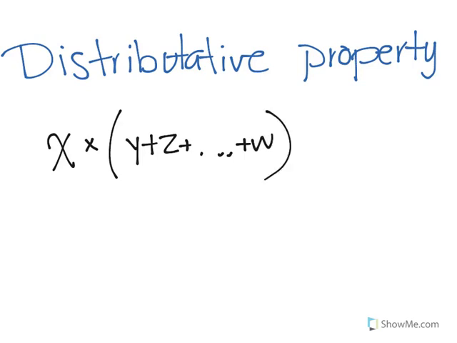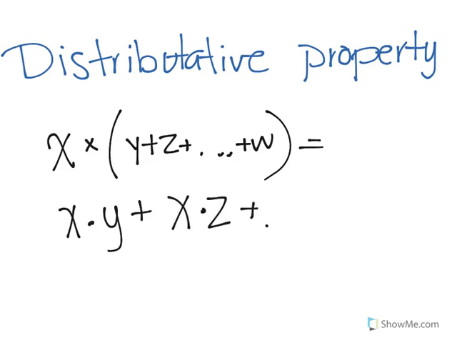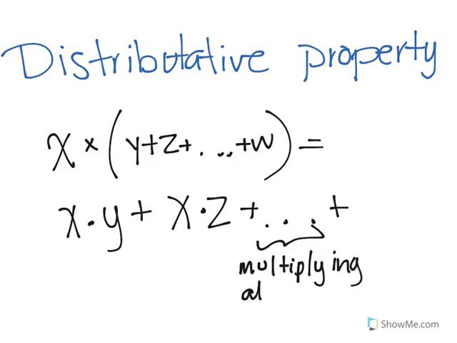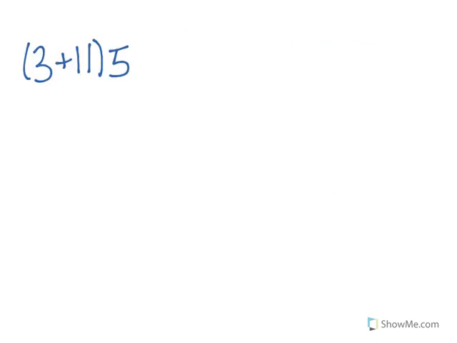You are only adding those terms, then you could actually say that that is equal to x times y plus x times z plus whatever is in the middle. But also, remember, multiplying all terms by x, and x times the y. So this is the distributive property, and we will see some examples.